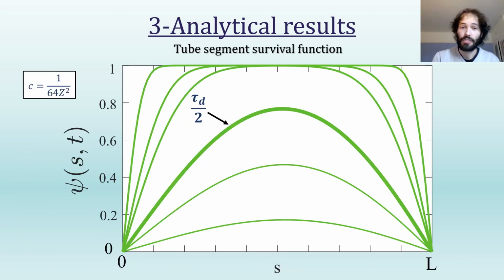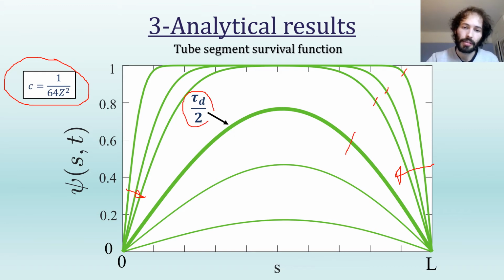If we plot this function for a tiny value of the drift, or in the case of pure reptation, we see that the tube is destroyed equally on both sides of the tube as time evolves. These would be the curves for short times, this would be this time, and this for later times.